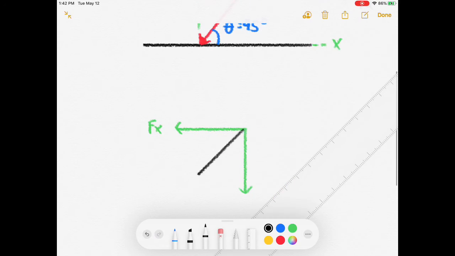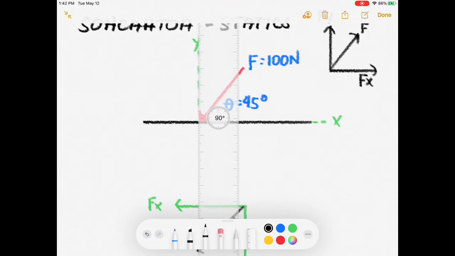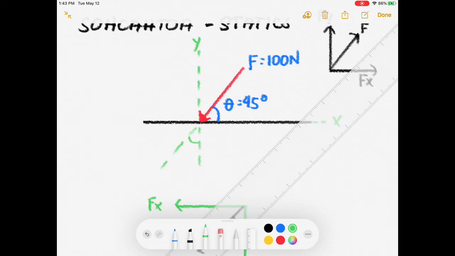So this is our force. This is also 45 degrees. Why 45 degrees? Because they are similar. When you extend this, this 45 degrees is the same. Since this one is 90, what remains here is 45, because 90 minus 45 is 45. Okay, so back to it.